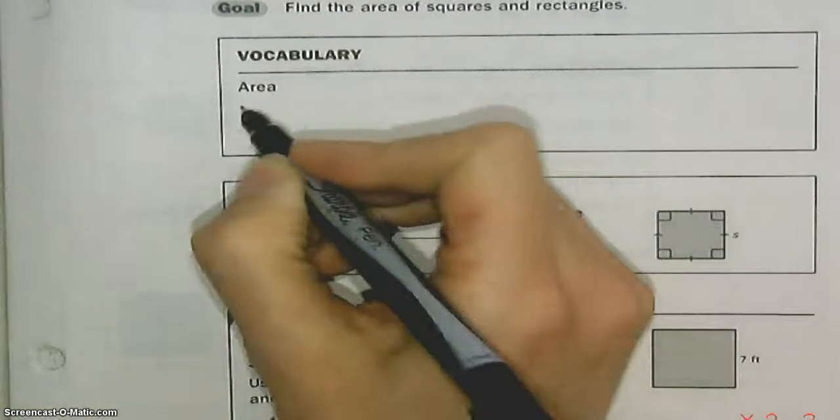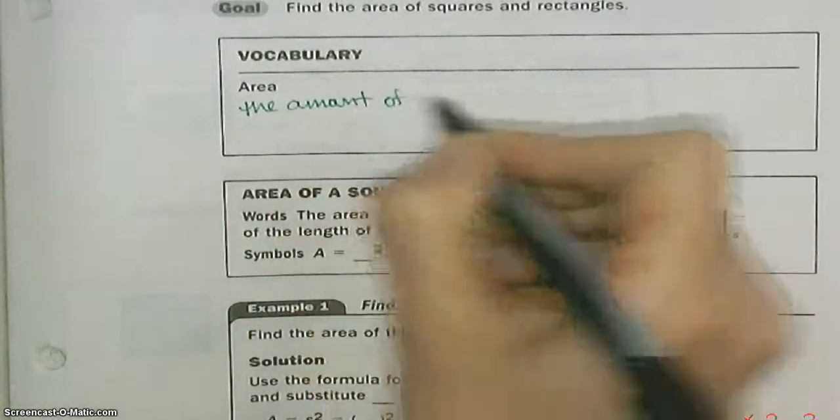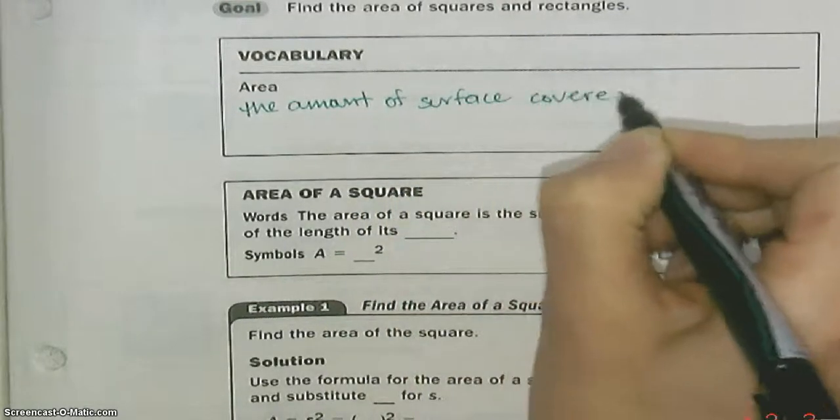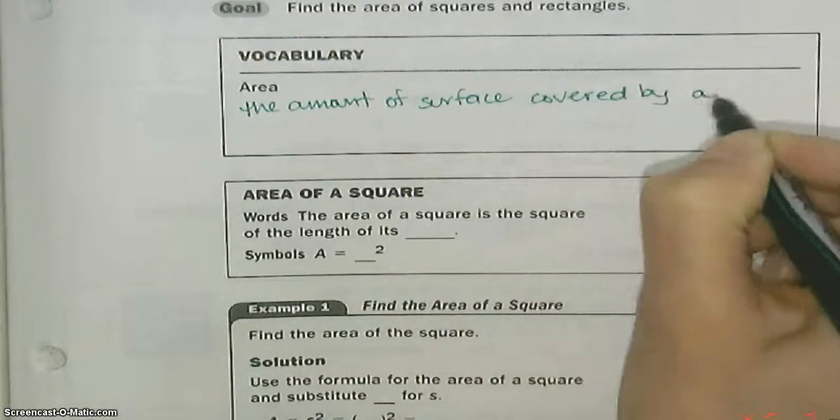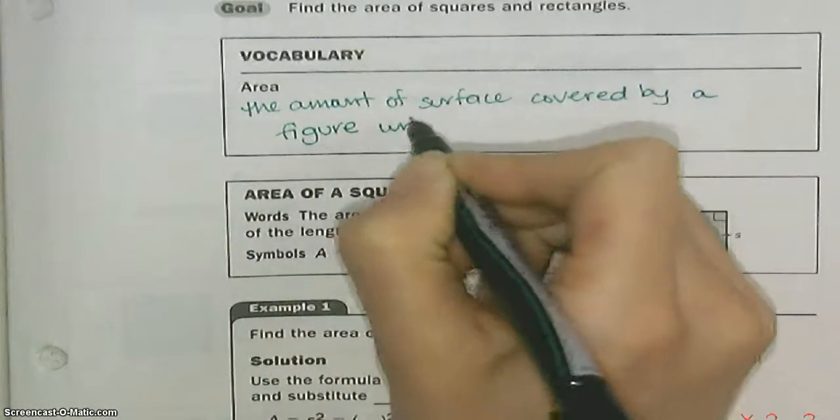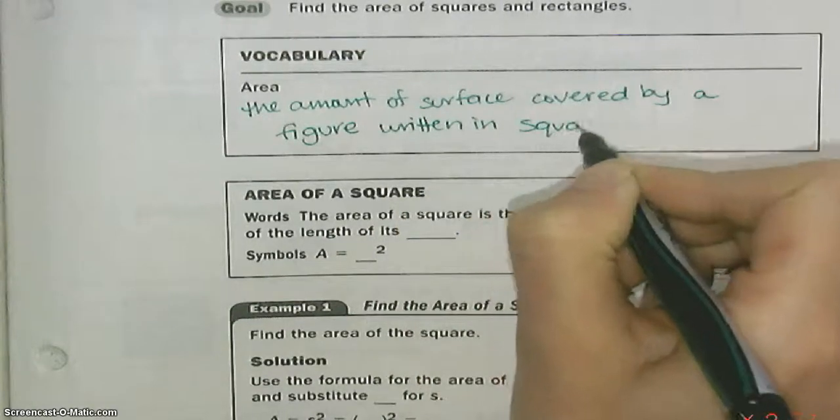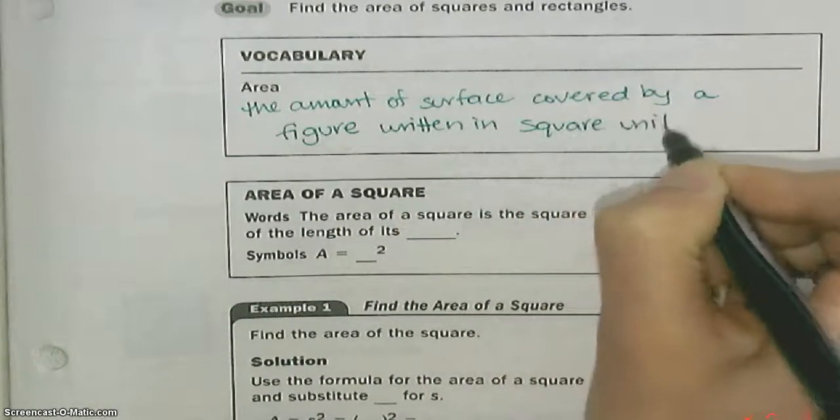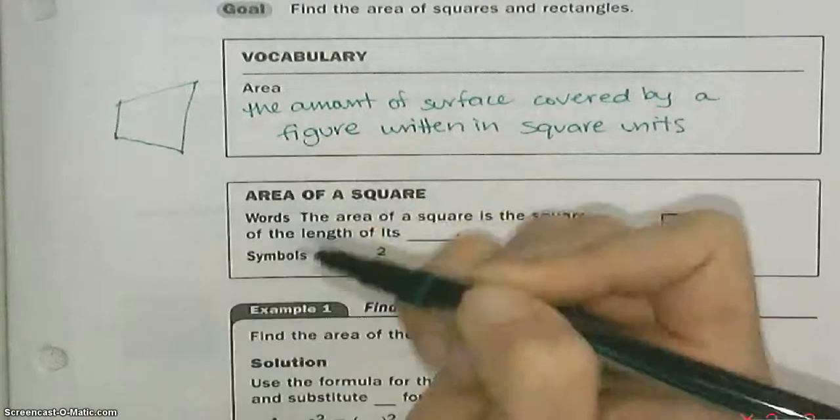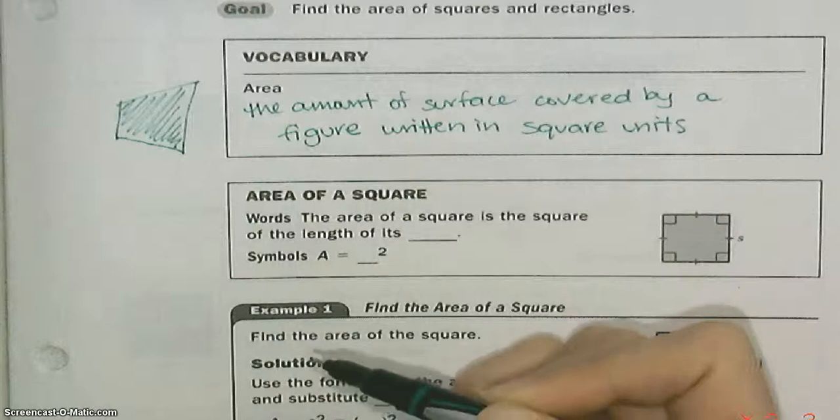So area is the amount of surface covered by a figure, written in square units. So if I draw a shape, the area is the surface that it covers. This is the area. How many squares does that cover?